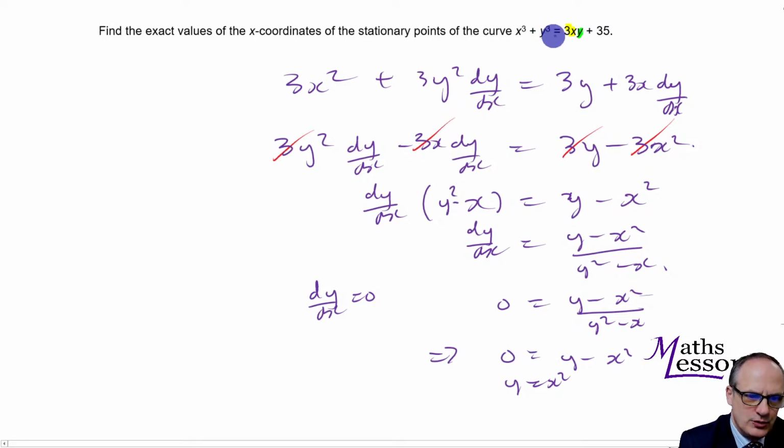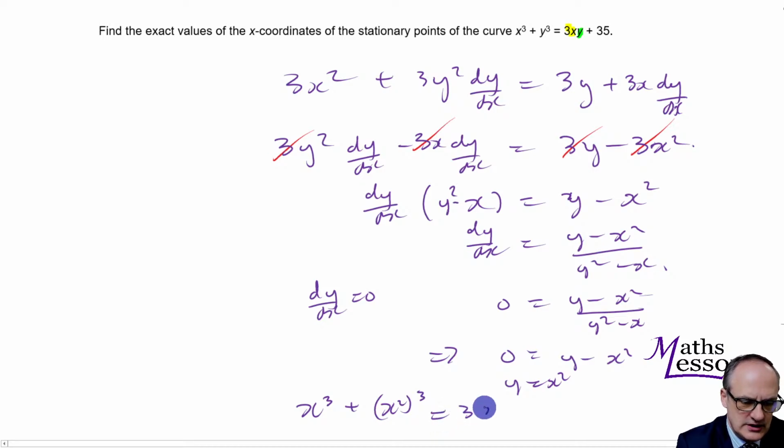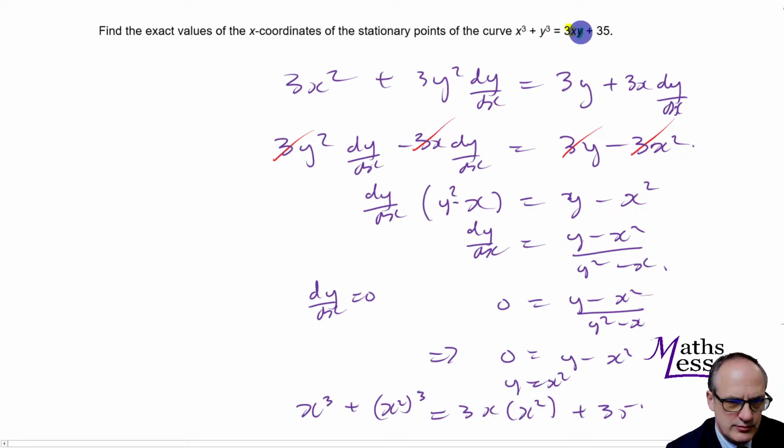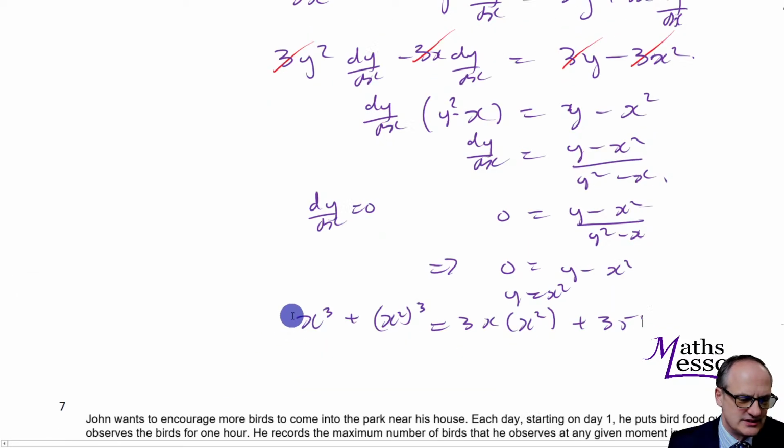So I'm going to replace all the y's with x squared. So I get x cubed plus x squared cubed equals 3x times x squared plus 35. So what I've done is taken the y value, it's equal to x squared, so replace that with x squared, replace that with x squared. And now I've got a polynomial degree 6 to solve.